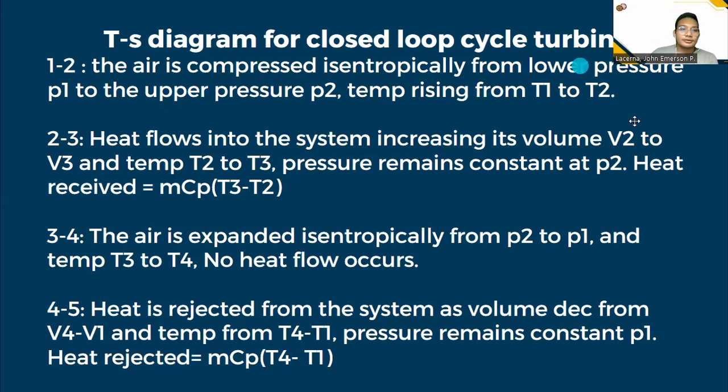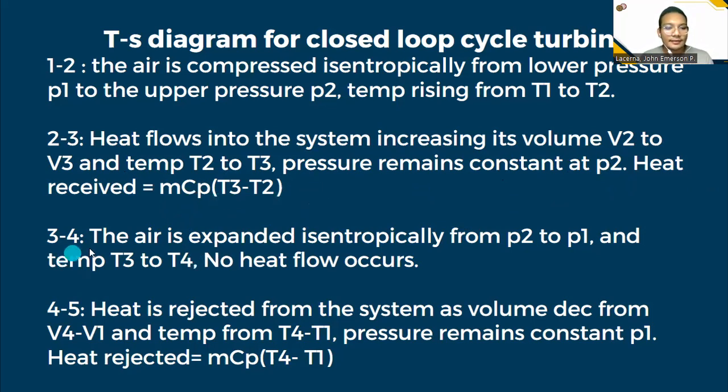From lower pressure P1 to the upper pressure P2, temperature rising from T1 to T2. Okay. In process 2 to 3, heat flows into the system, increasing its volume from V2 to V3 and temperature from T2 to T3. Pressure remains constant at P2. Heat received is equal to mass times specific heat multiplied by the quantity T3 minus T2.